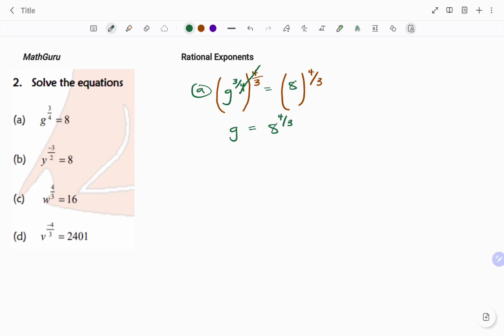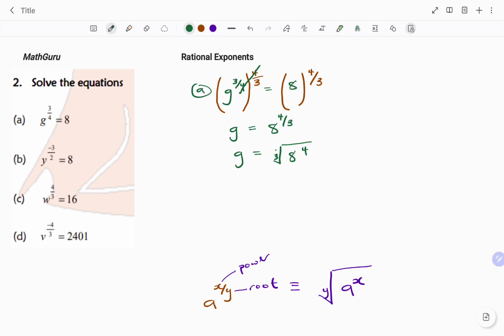When you have a rational exponent, if I have a to the power of x over y, note that the x is your power and the y is your root. So another way of writing that in surd form would be the y root of a, raised to the power of x. I'm going to use that concept to solve, such that I have g equals the cube root of 8 raised to the power of 4.